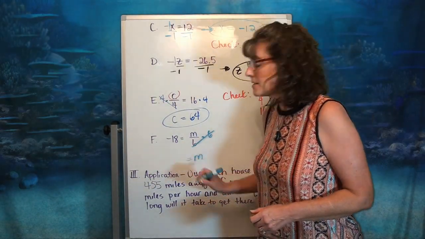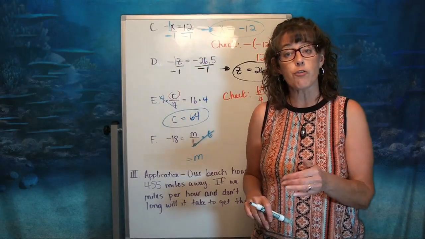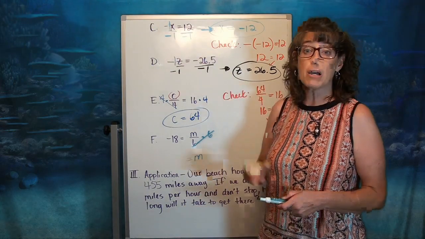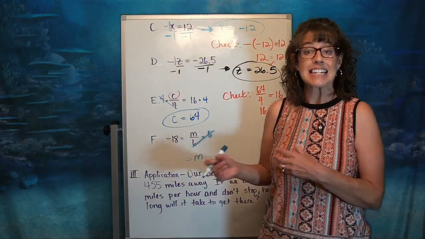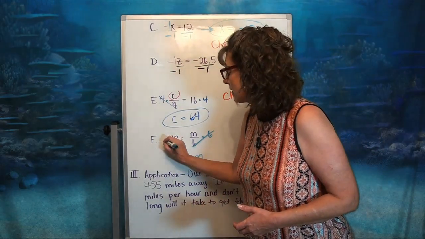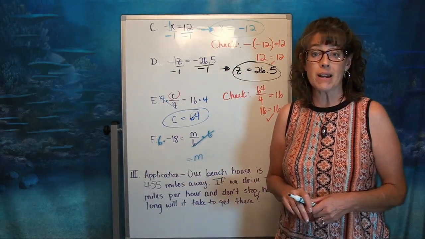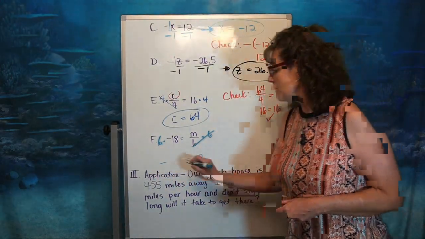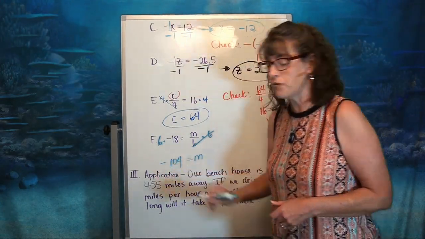The whole idea is I want the variable by itself, and I want to have a +1 in front of it. Not a -1, a +1. So I'm going to multiply by 6 to get that coefficient to be a +1, but that means I have to take this side and multiply it as well by a 6. Now, positive times negative will be negative, and 6 times 18 will be a 104.